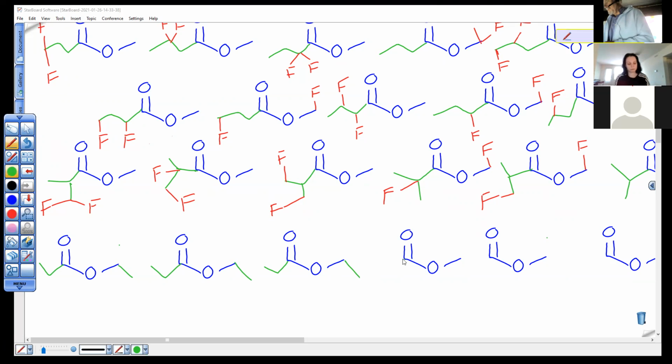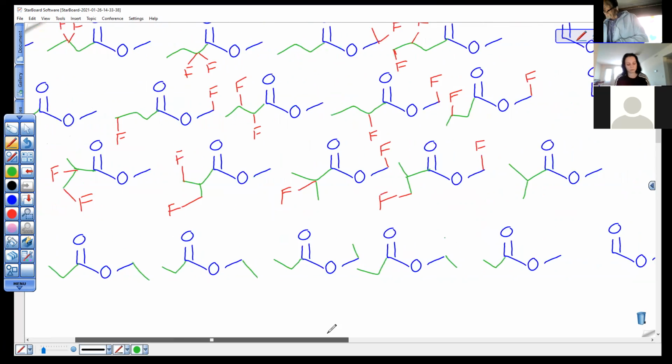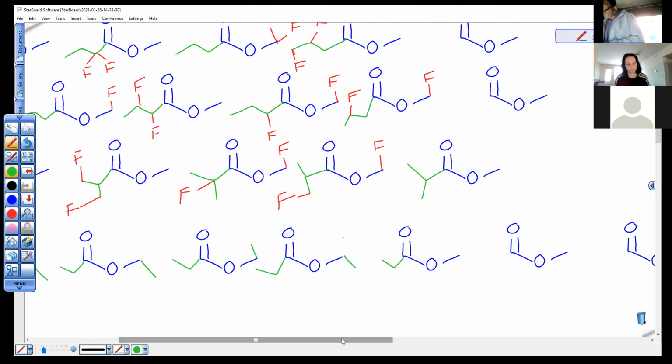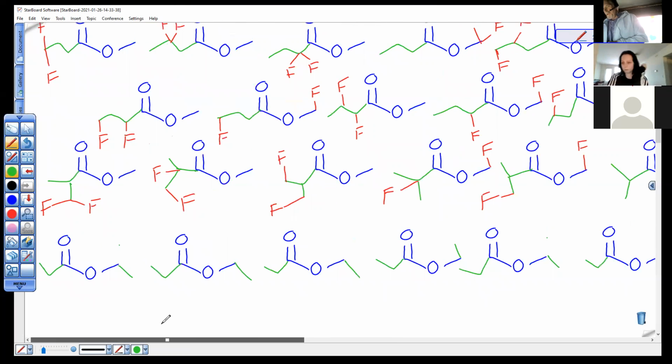And, oh, gotta go up now. If I do an extra one, big deal. You're not going to lose points for drawing something twice. That's redundant. Okay, so I can put both fluorines on the far left.